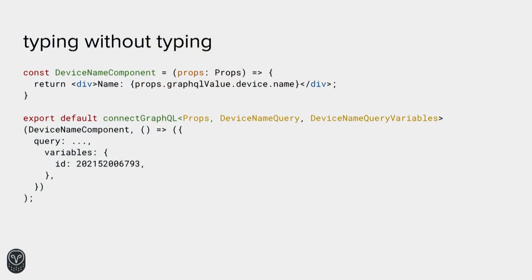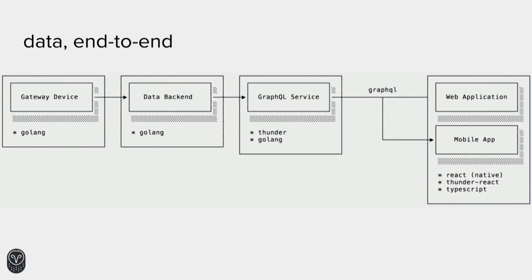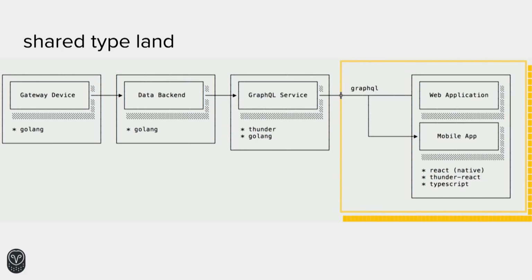And this looks like the change from our previous example is we import the types from our generated type file, and then we start using them. Great. So now we have type safety in a little bit of our code. If we take a step back and think about the entire data pipeline for where our information might come from, we can draw a little bit of a circle around shared type land. So everything inside the ring, we can now have a single definition for any given piece of data that might flow between them.